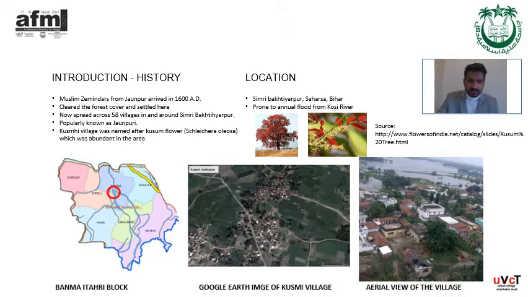In the map also you can see the river stream of Kosi river, and in another map a satellite image of the Kusmi village where you can see different mohallas in the village. The last image is the aerial view of the Kusmi village, where you can see the mix of kacha and pakka houses, and in the background Kosi flood can be seen clearly.